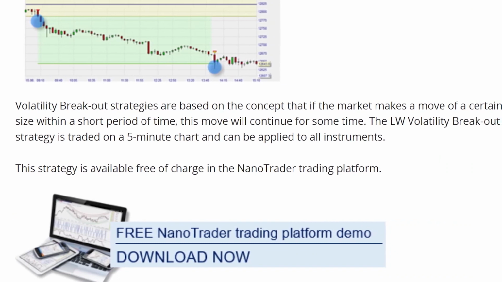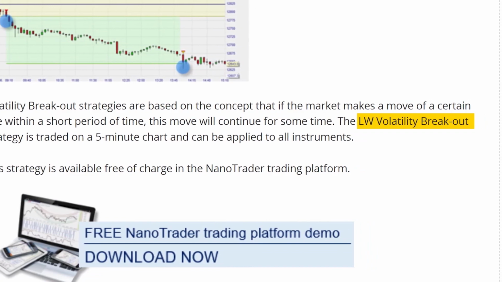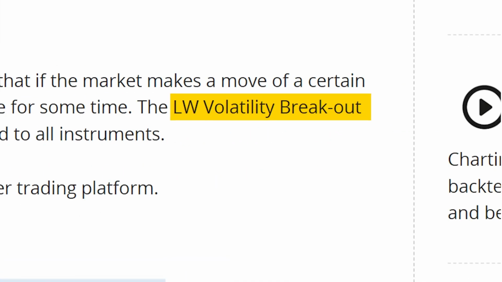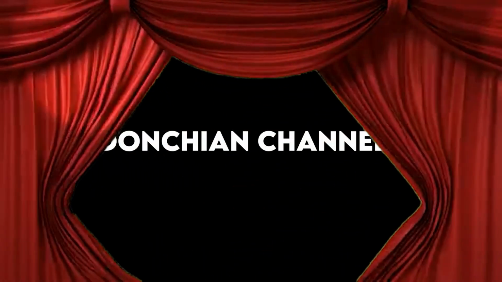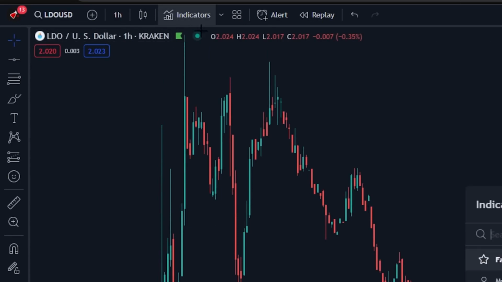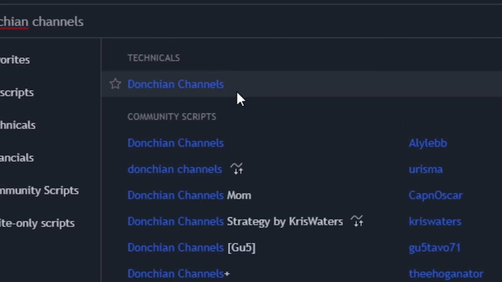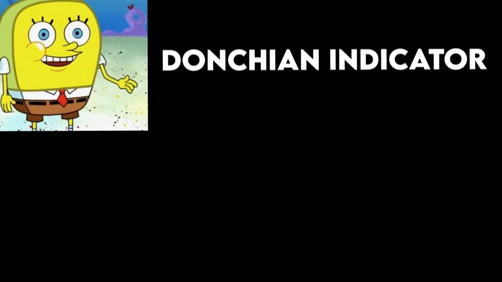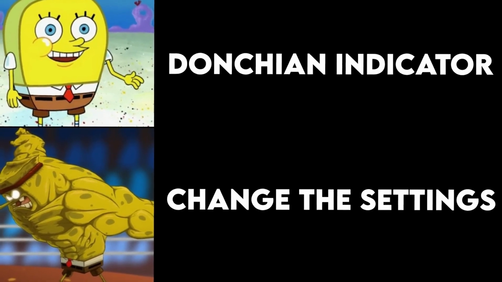So, the strategy he used to make these gains is called the LW Volatility Breakout Strategy. LW per Larry Williams. Makes sense. This specific strategy basically forms around one specific indicator, and that indicator is the Donchian Channels indicator. To add it to your chart, go to the Indicators tab and type in Donchian Channels, like this one right here. Now, the Donchian indicator by itself is pretty nice, but in order for it to work just how we want it, we gotta change the settings.